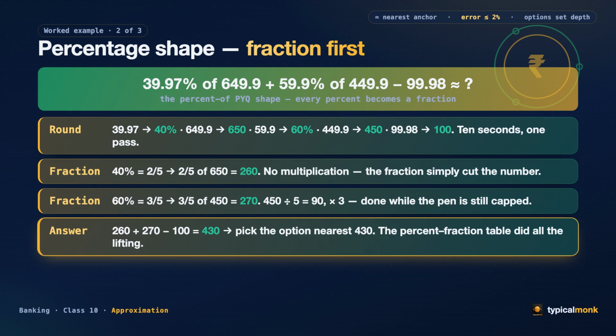Step 4. The answer. 260 plus 270 minus 100, 430. Pick the option nearest 430 and notice that the percent fraction table carried all the weight, not you.